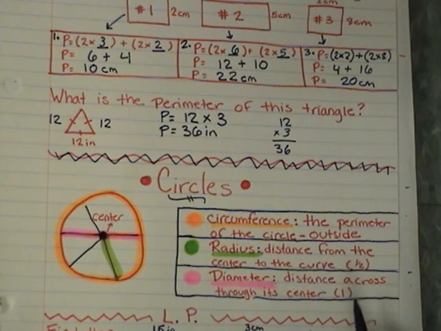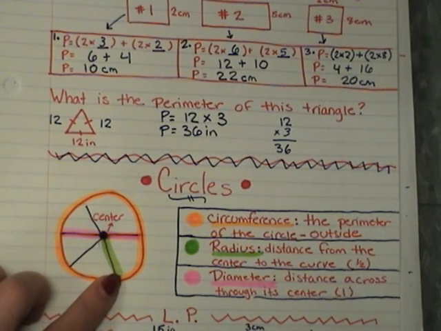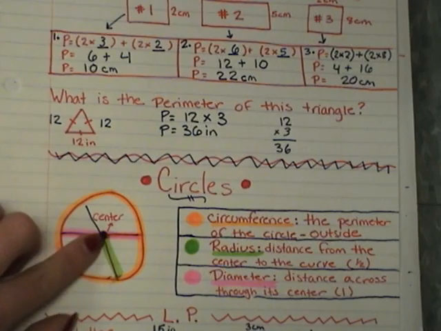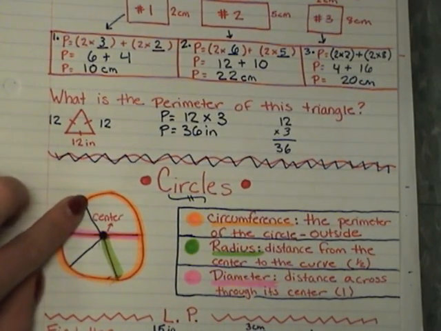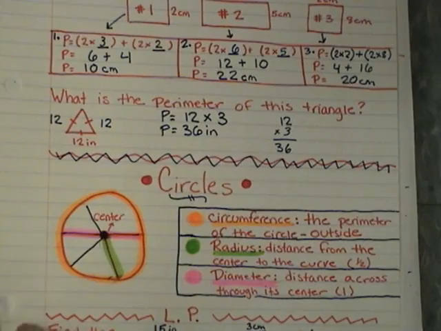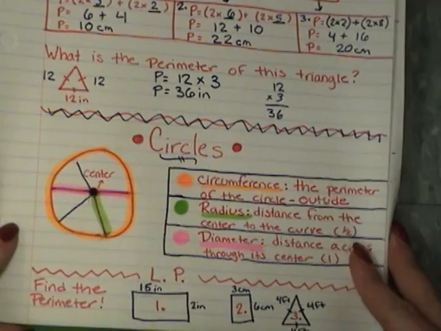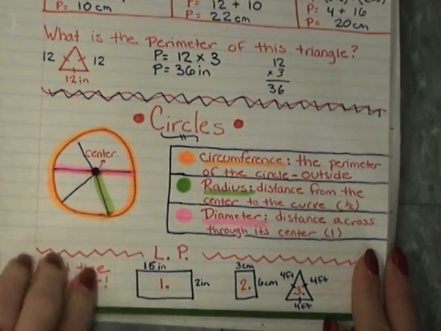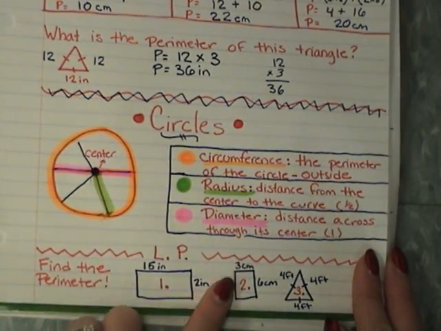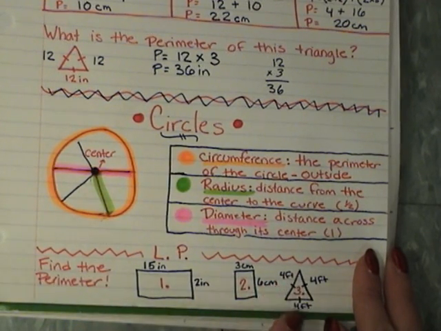So I wrote here, distance from the center to the curve, 1/2. Because if you look, a radius is from the circle to the edge. That's only 1/2. The diameter is not only 1 radius, but 2 radius. So it's worth 1. So we will talk about that more tomorrow and do kind of an activity with it. And here's your lesson practice. You only have 3 problems. Find the perimeter of these 3 problems. So this says 15 inches, 2 inches, 3 centimeters, 6 centimeters, and then this is an equilateral triangle that says 4 feet.